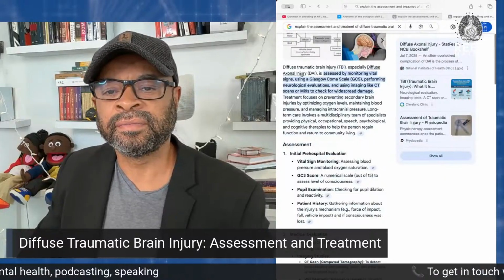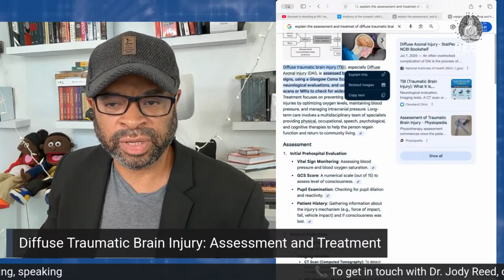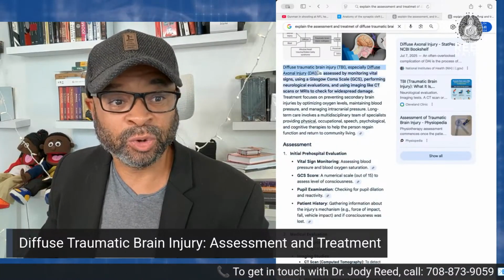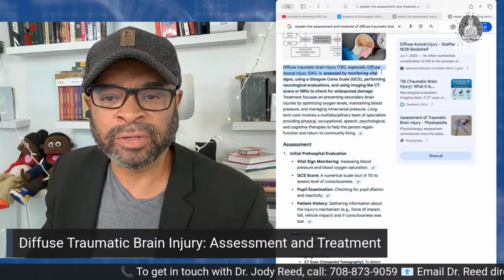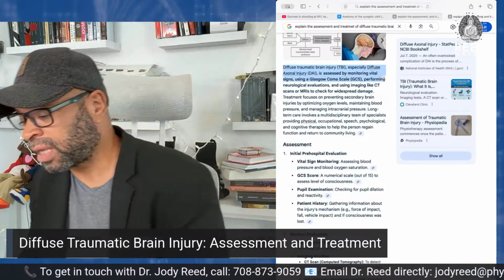Diffuse traumatic brain injury, especially diffuse traumatic axonal injury, is assessed by monitoring vital signs such as the Glasgow Coma Scale.